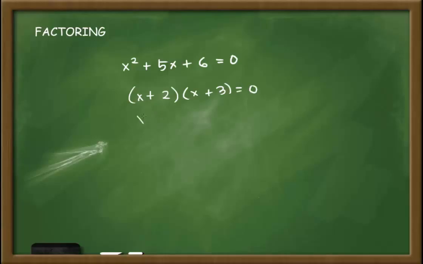For our example in factoring, we have x squared plus 5x plus 6 is equal to 0. By factoring, we have x plus 2 times x plus 3 is equal to 0. Using the principle of zero products, we have x plus 2 is equal to 0 and x plus 3 is equal to 0. By solving, we have x is equal to negative 2 and x is equal to negative 3. So the solution for the equation is that x is equal to negative 2 and negative 3.